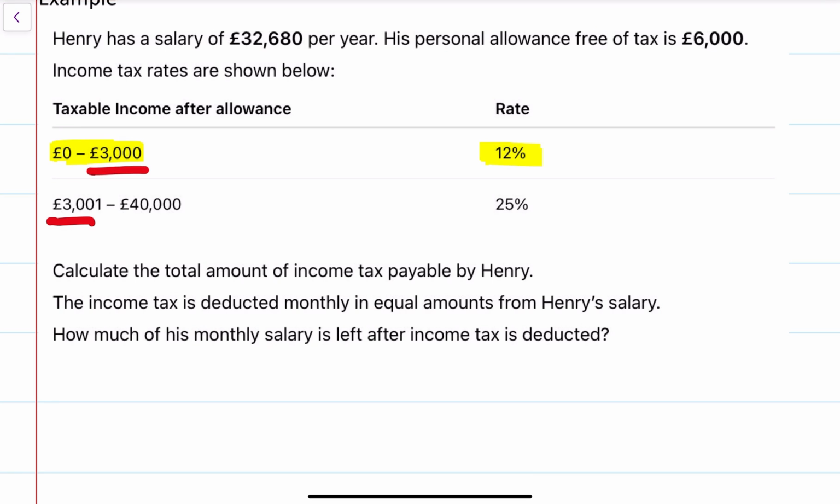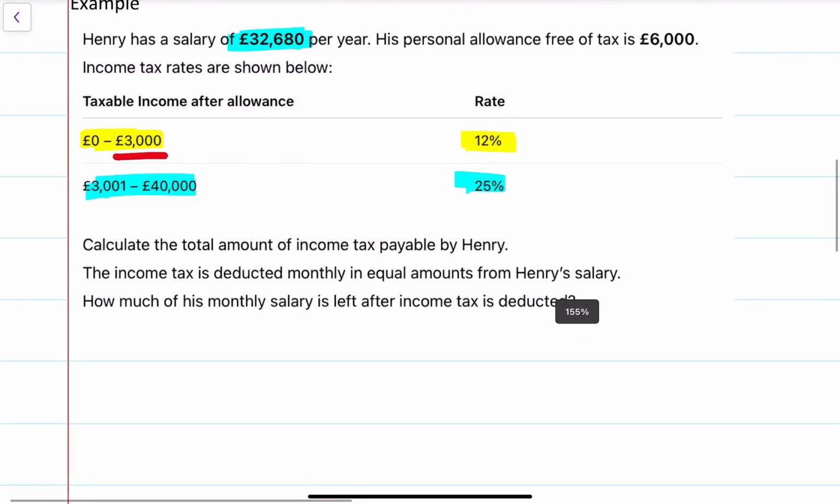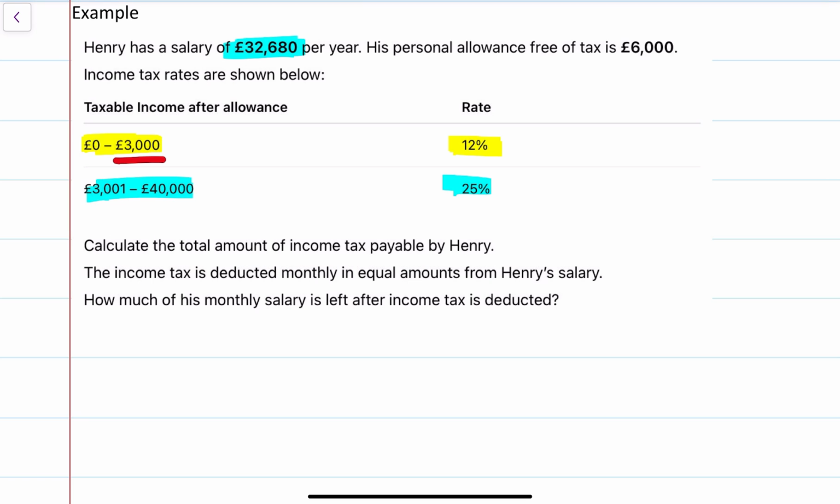It's not really that there's a pound or 99 pence in there that doesn't get taxed or whatever. It's just a standard way of writing it, but it means that anything above 3,000 up to 40,000 is 25%. He earns 32,000, so he's definitely going to be in this category. So it says calculate the total amount of income tax payable by Henry. And that's the first bit. Next bit says the income tax is deducted monthly in equal amounts from Henry's salary, then how much of his monthly salary is left after income tax is deducted.